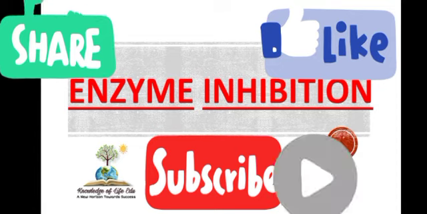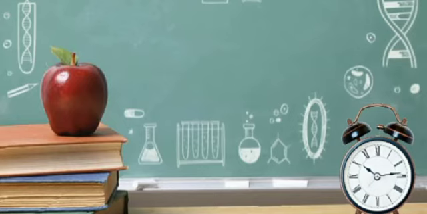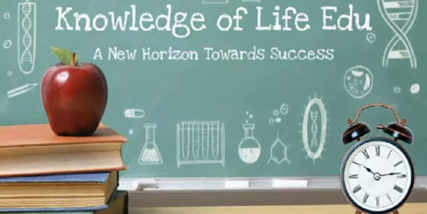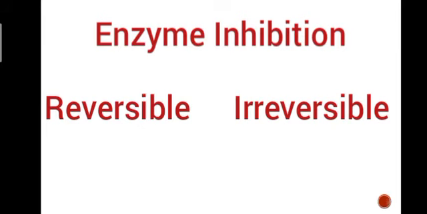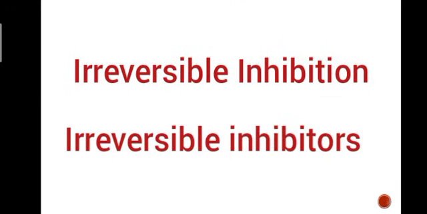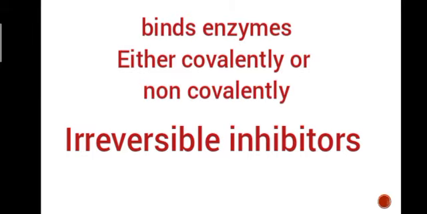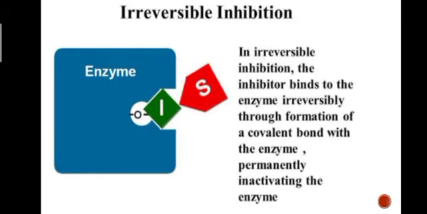So let's start today's topic, enzyme inhibition. Inhibition of enzyme activity may be irreversible or reversible. In irreversible inhibition, the inhibitor, called an irreversible inhibitor, binds tightly to the enzyme, either covalently or non-covalently. The inhibitor dissociates very slowly from the enzyme, and the enzyme's catalytic activity is permanently inhibited.